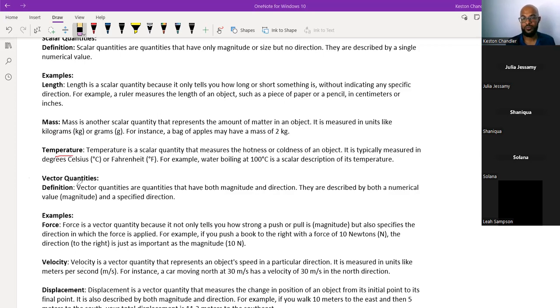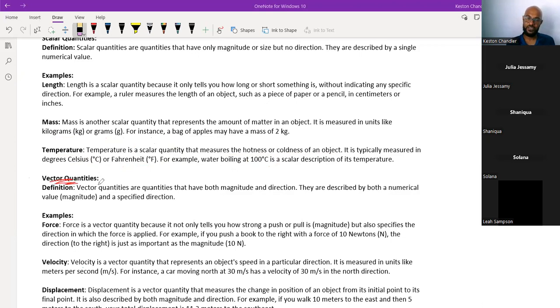Temperature, as I mentioned before, is another scalar quantity because it measures how hot or how cold an object is. And this is usually measured in degrees Celsius or degrees Fahrenheit. So water boils at 100 degrees Celsius. That's a scalar description of the temperature. It tells you how hot it is.